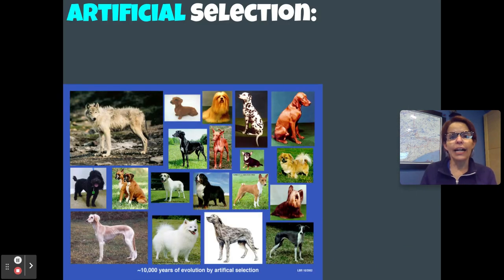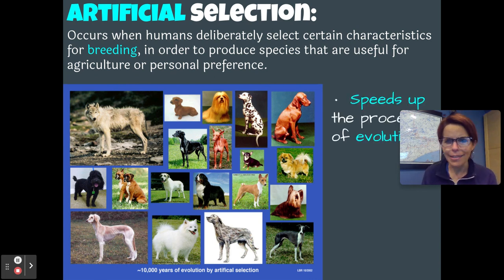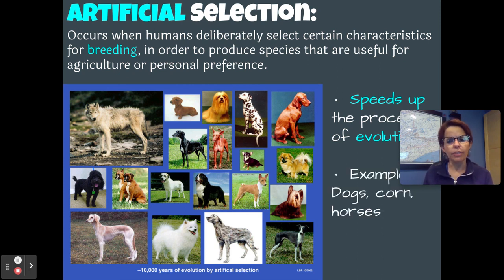All right, next, let's talk about artificial selection. Whenever something is artificial, that means humans have gotten involved. So this occurs when humans deliberately select certain characteristics for breeding in order to produce species that are useful for us or for our personal preference. Dogs are a classic example. So we're in essence speeding up the process of evolution. We would not have seen these species of dogs if humans had not gotten involved in breeding.